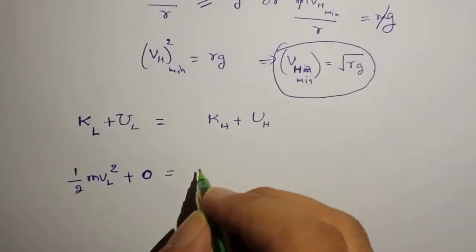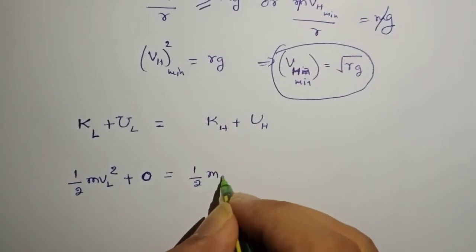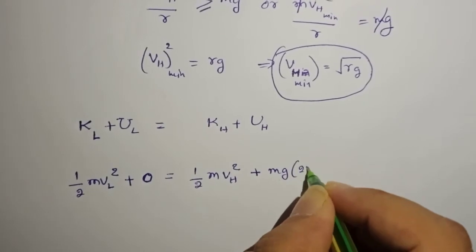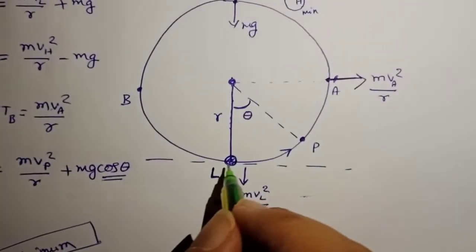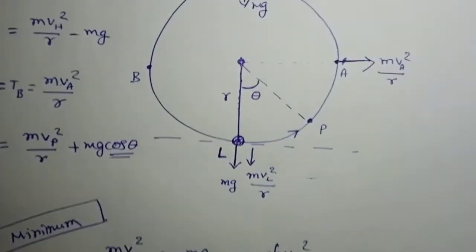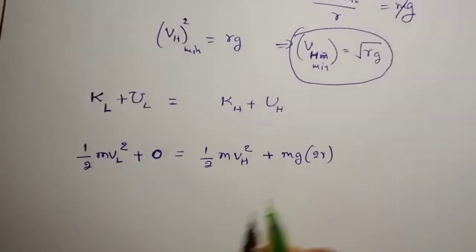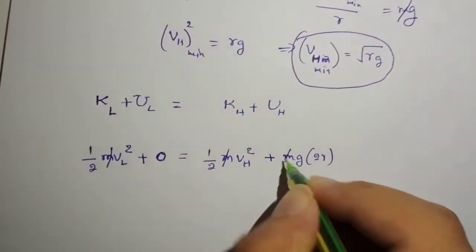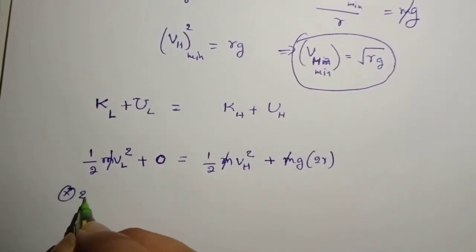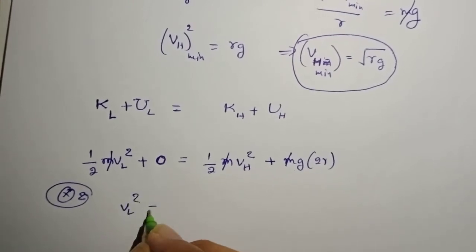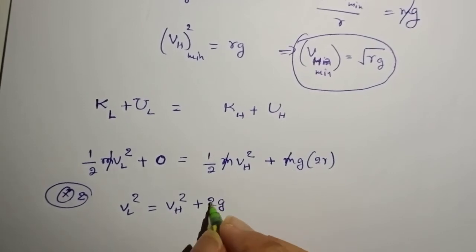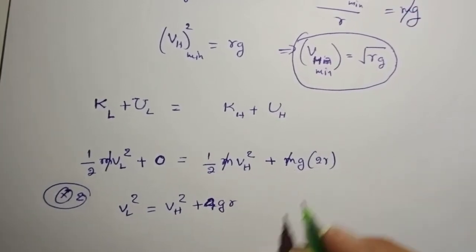Kinetic energy at the highest point is half m into vH square plus potential energy at the highest point, which is mg into 2r, because with respect to this reference, what is the height of the highest point? This is r, and this is another r, so it is 2r. Now m gets cancelled everywhere, and I'll multiply the entire equation by 2. So vL square is equal to vH square plus 4gr, correct? 2 into 2, 4gr.